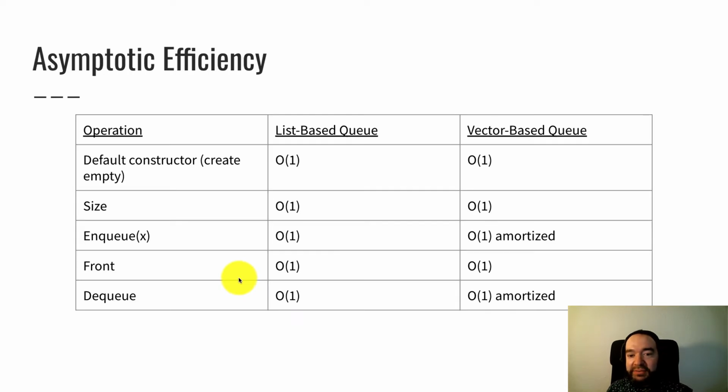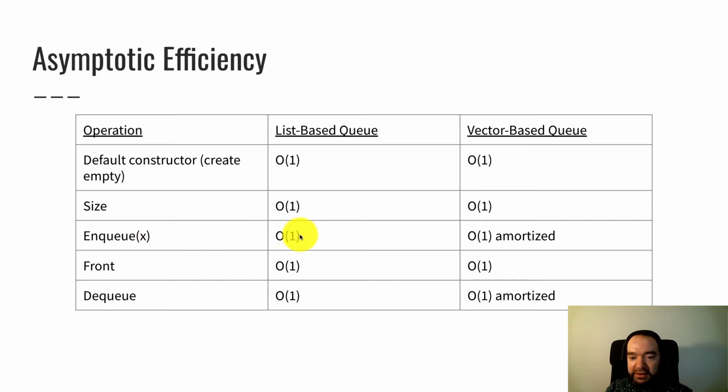So let's look at the asymptotic efficiency of these two alternatives. What we've got here is the list of the major queue operations. In the middle column, we have the asymptotic efficiency of the linked list version, and in the right column, we have the vector version. The constructor, which creates an empty queue, takes constant time for both data structures. The size accessor that gets the size of the queue is constant for both data structures.